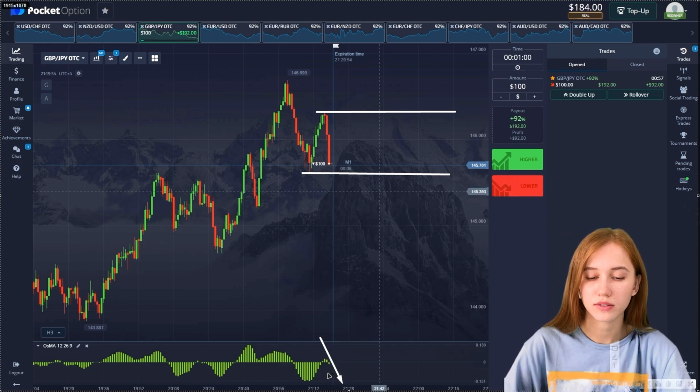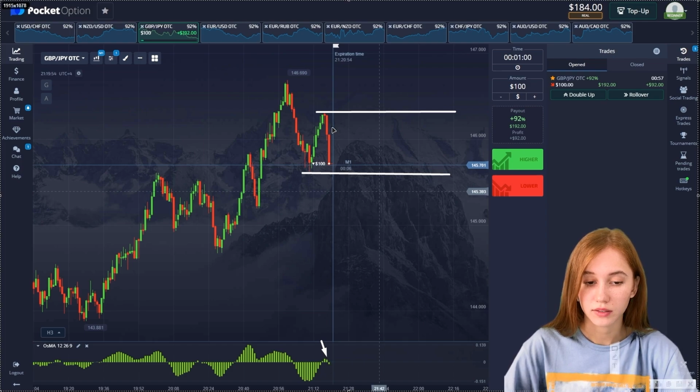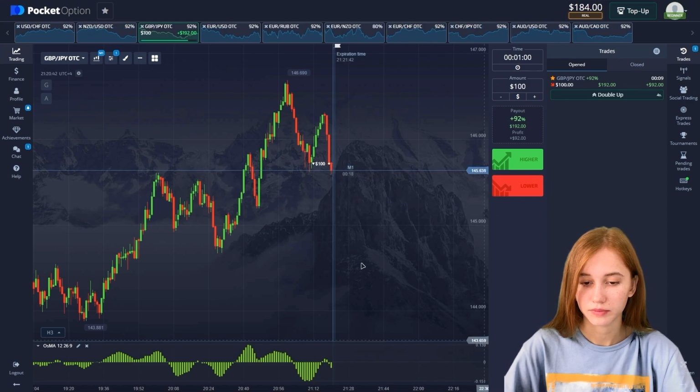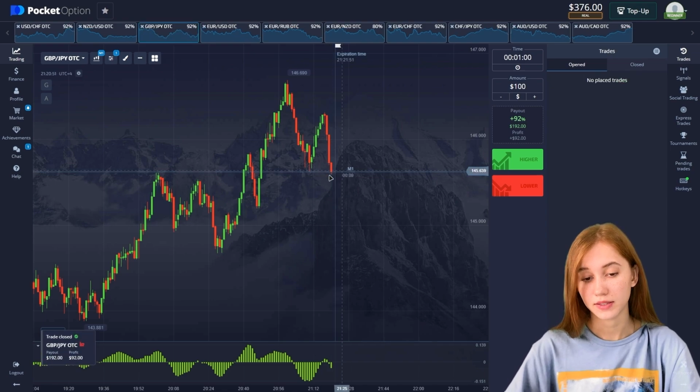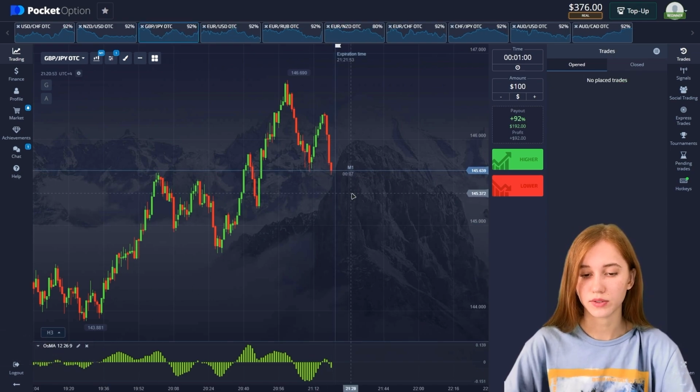Also two bars, these candles. The market is in the recovery stage. We will recover to this level. There are 4 seconds left until the end of the deal. We see the deal in plus, good, plus $92.